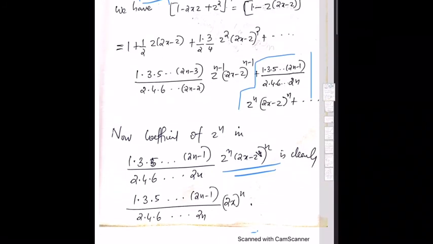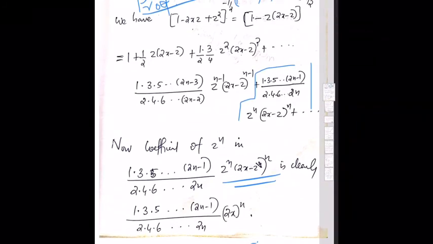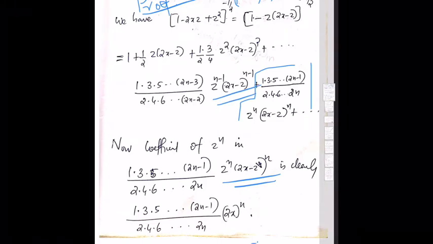Now the coefficient of z raised to n in the next term. As you expand this, there will be (2x minus z) to the power n minus 1 into z raised to n minus 1. So there will be a term containing z in this expansion, and that will combine with z raised to n minus 1, and we will get z raised to n in the expansion, and we have to take that coefficient.